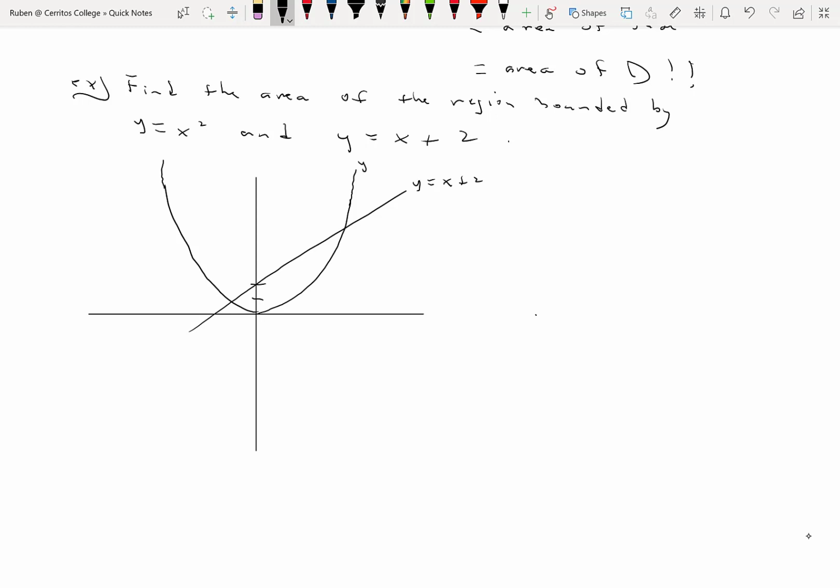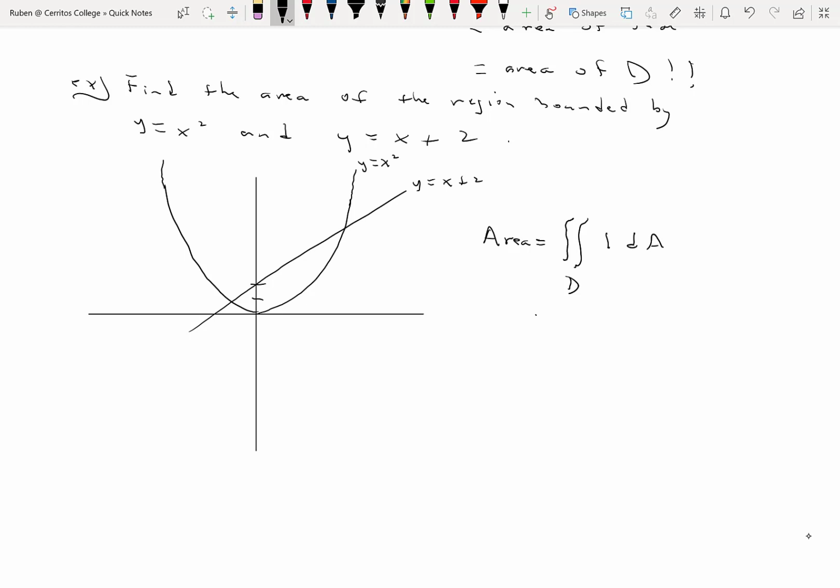Y equals x squared. So we're interested in the area enclosed by these two curves. But the area is better when you spell area correctly. The area is the double integral over this region of 1 dA.